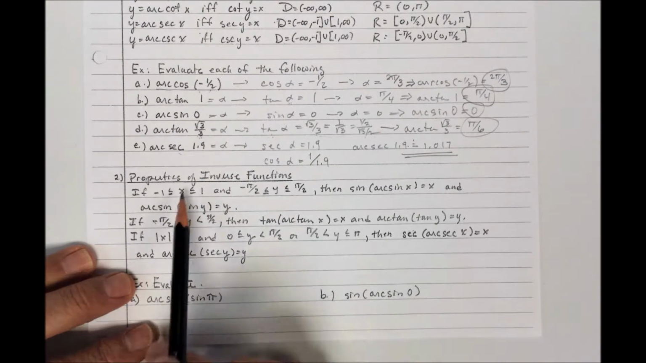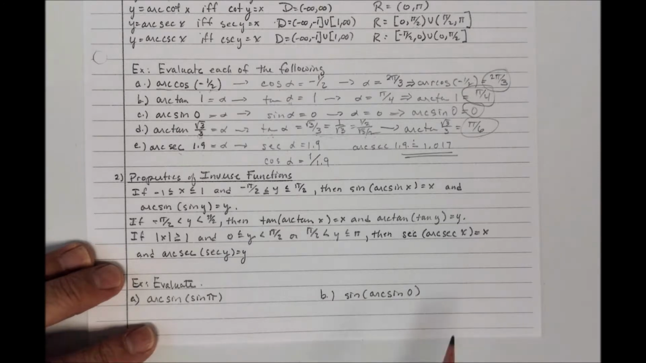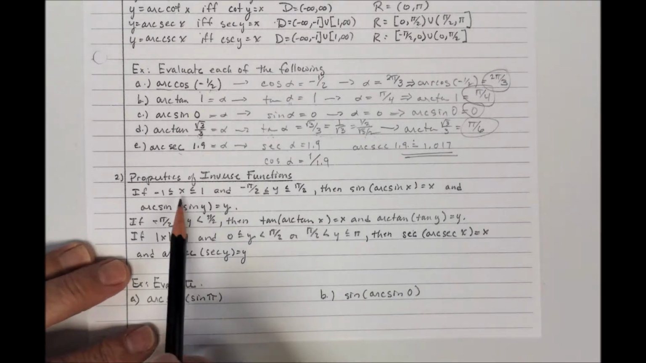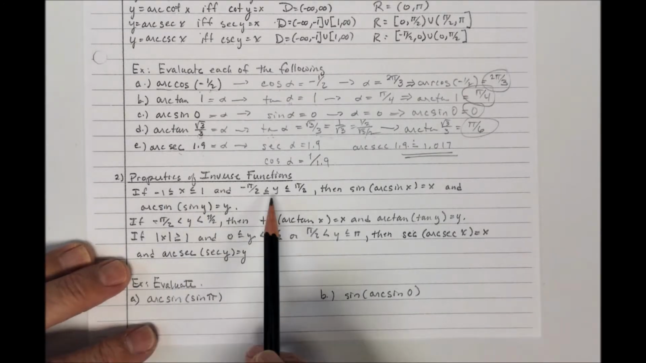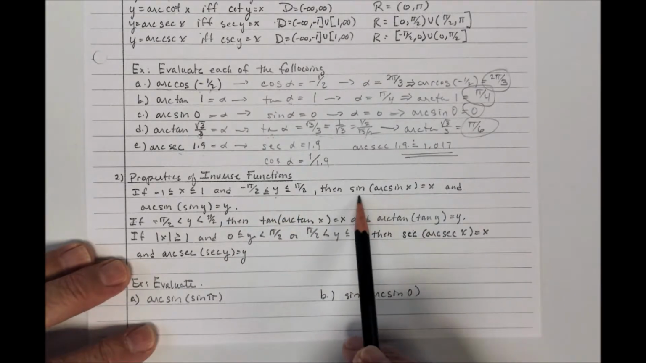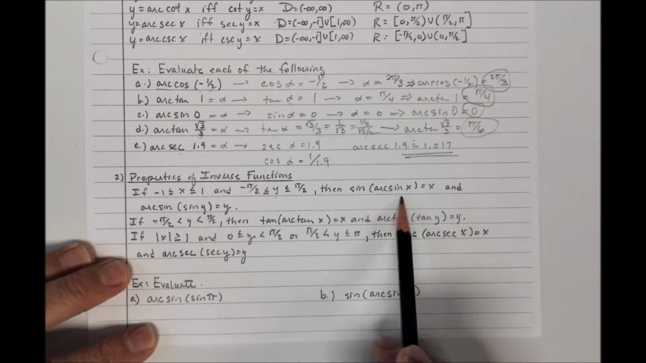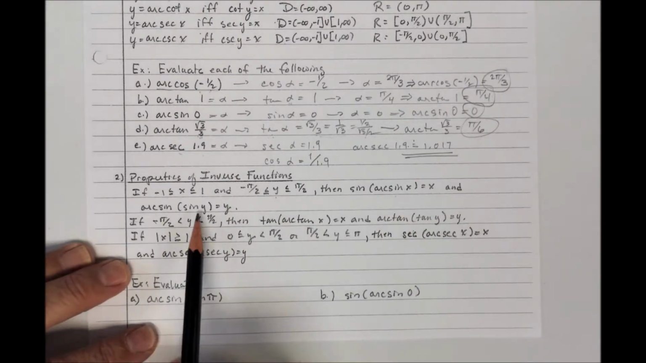All right, properties of inverse functions. These are properties you probably already know. I'm just going to go ahead and make mention of them. If x is between negative 1 and 1 inclusive, and y is between negative pi over 2 and pi over 2 inclusive, then the sine of the arcsine of x is x. They're inverses. They cancel one another out. And the arcsine of the sine of y is y.